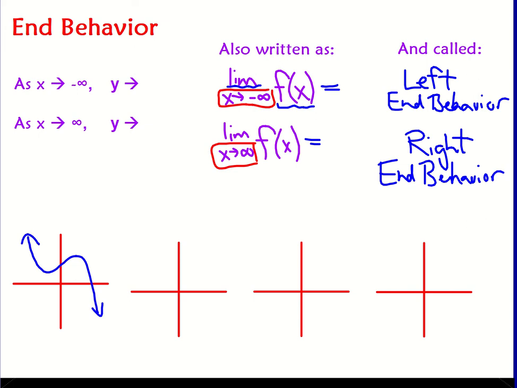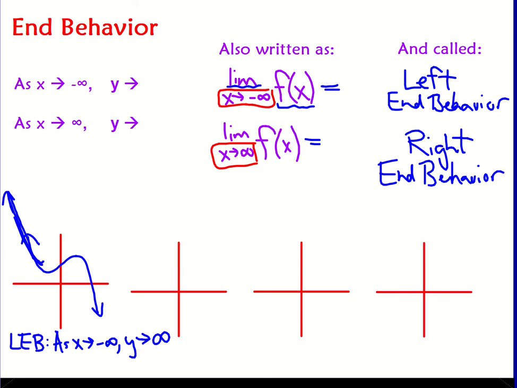Let's look at this one. So in this first example, as we look to the left, we can see that the x is going to the left, and what is the y doing? The y is going up, and we would assume that the y is going to continue to go up from what this looks like, and so that would mean that the left end behavior would be towards positive infinity. So I can say left end behavior: as x approaches negative infinity, y approaches positive infinity.